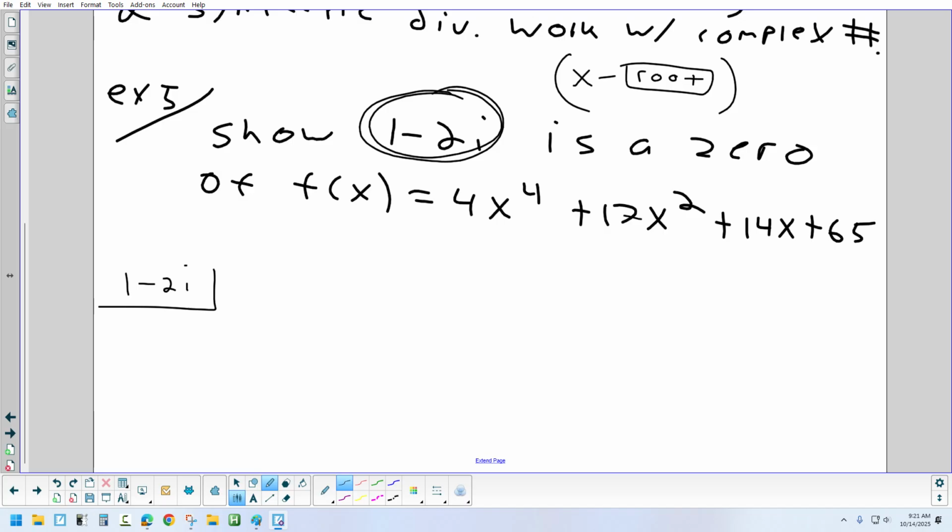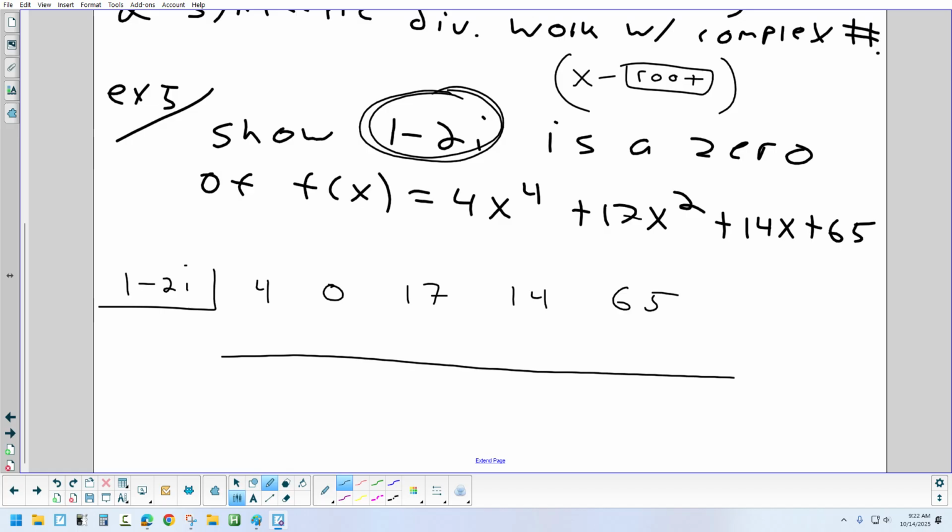Numbers on the inside, what would those be? Yeah? 14, not 14, 4, 17, no, sorry, 0. 0, can't forget that. 17, 14, 65. And 65. So when we get to the end, I'm going to hope I get a minus 65 with a plus 65, and then I get a remainder of 0. That's what I hope happens. Okay, so let's bring down our first term, 4.